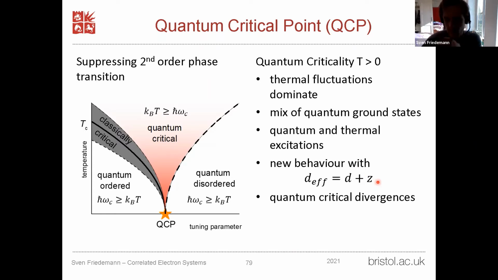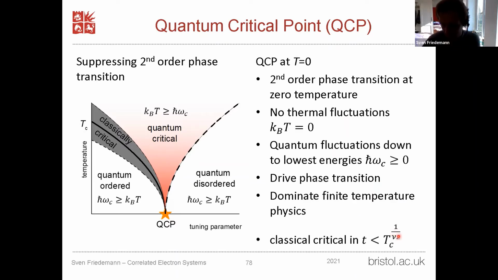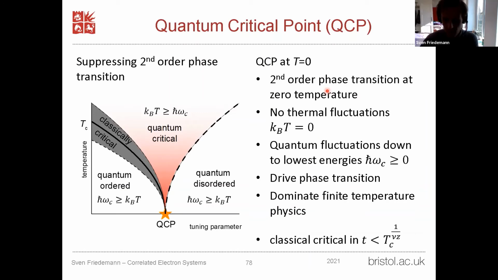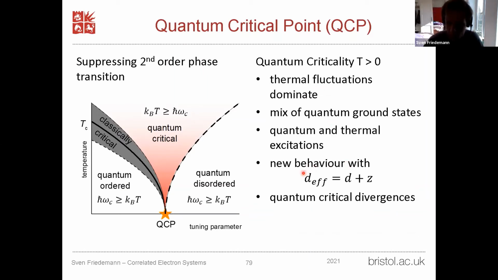exponent of the temporal fluctuations. I had it already up here as an exponent on how the ordering temperature occurs. I've also had it here in the divergence of the correlation time for the classical fluctuations. So this exponent Z describes essentially how the divergence of the correlation time differs from the divergence of the correlation length. Don't worry about the details. The important bit maybe to take away is that the effective dimensionality that can describe a quantum critical behavior is given by the spatial dimension plus this dynamic critical exponent Z.